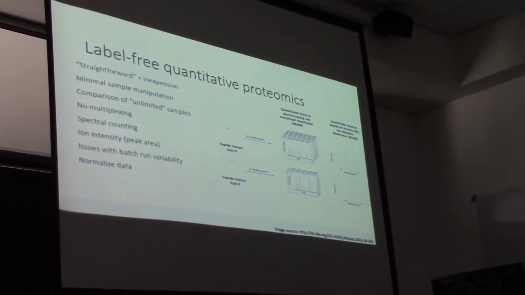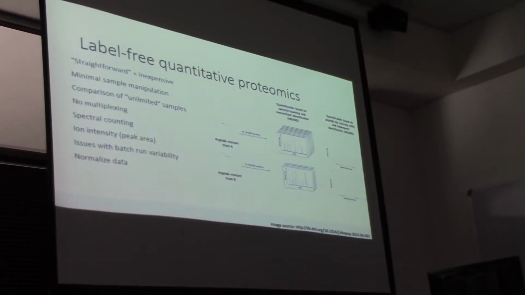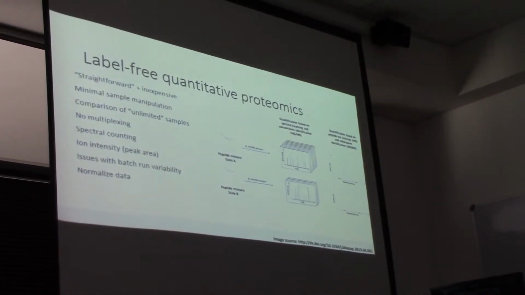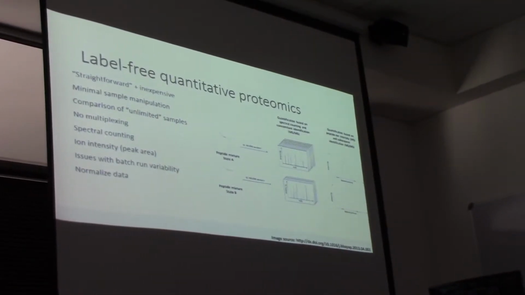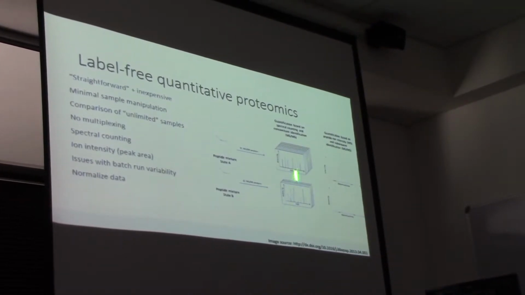I am really scratching the surface of how you do this. But you can do spectral count, or you can do this based on ion intensity or the peak area. Dave prefers spectral counting, and there are differences between the two, but this seems to be more sensitive and specific and less prone to error.